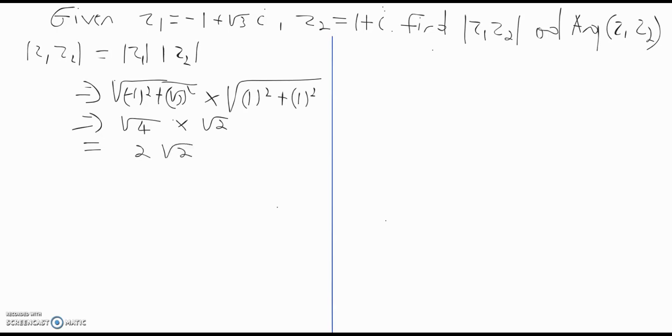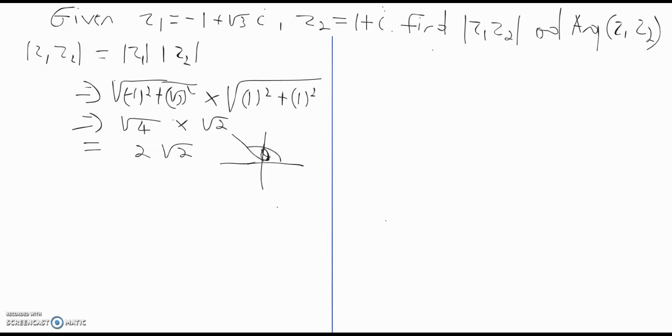What about the argument? Now, for me to get the argument, one of the first things I probably want to do is to have my Argand diagram so I can have a good idea of what is going to happen. So let me just put a little diagram here. For my first complex number, we have -1 plus root 3i. It's going to be in the second quadrant. So my argument and my principal argument here would be this.